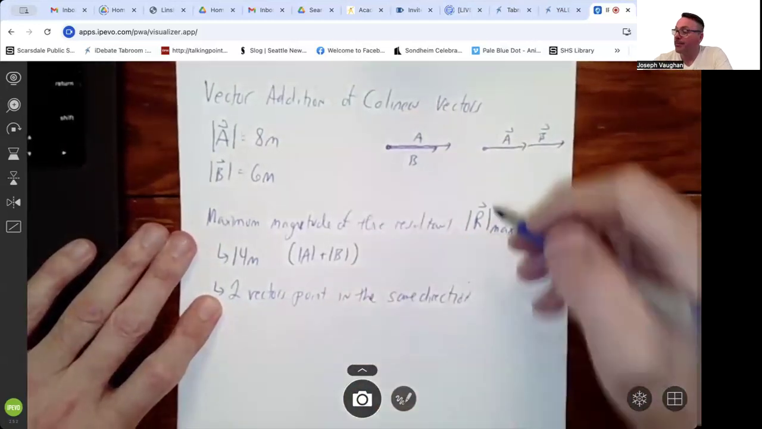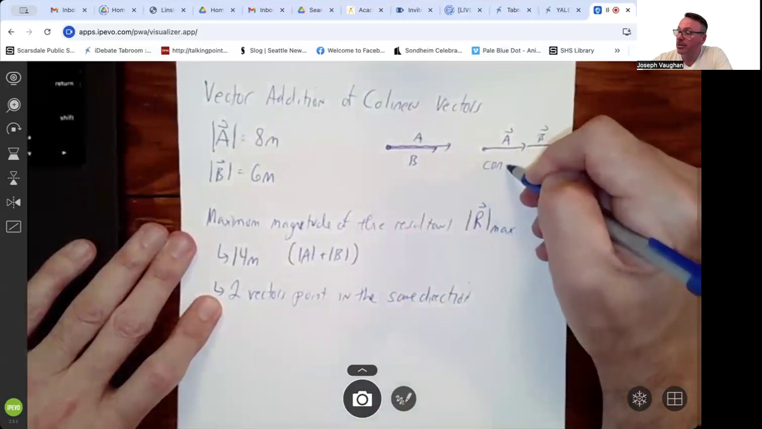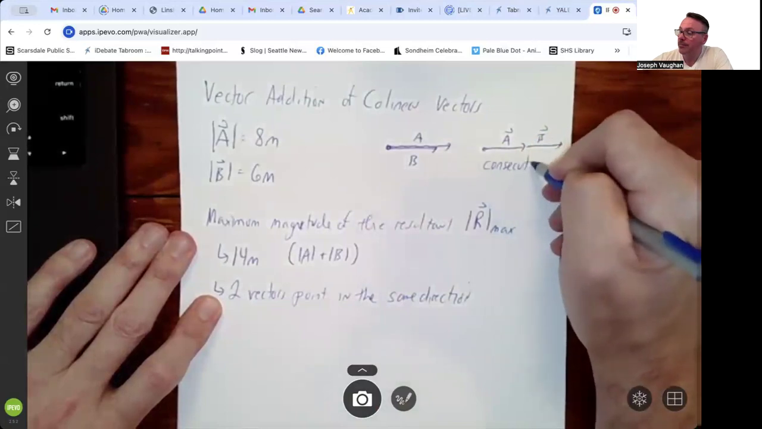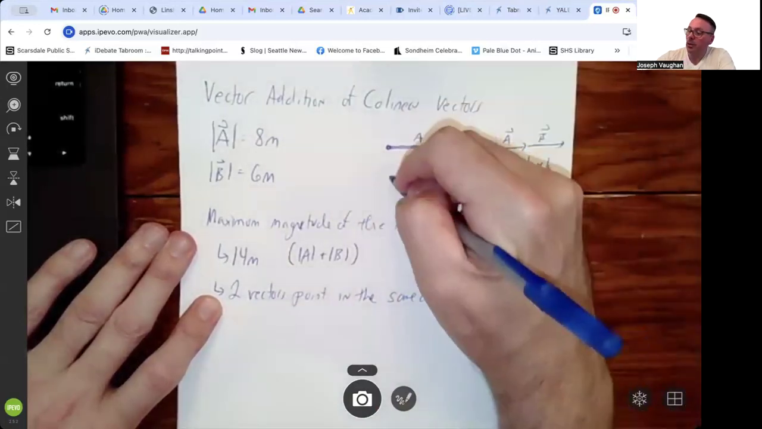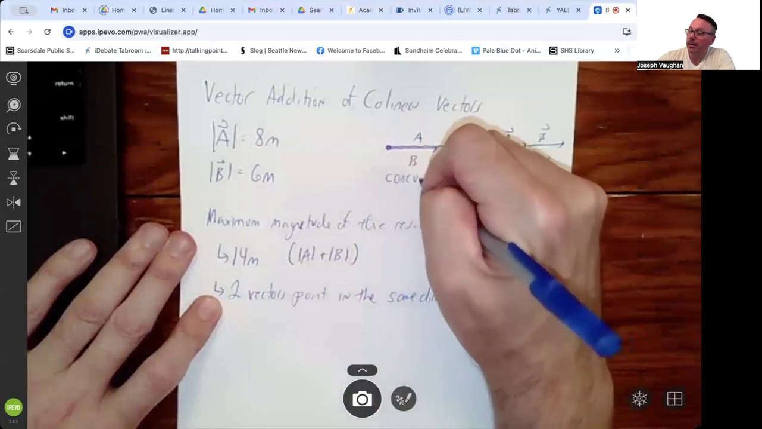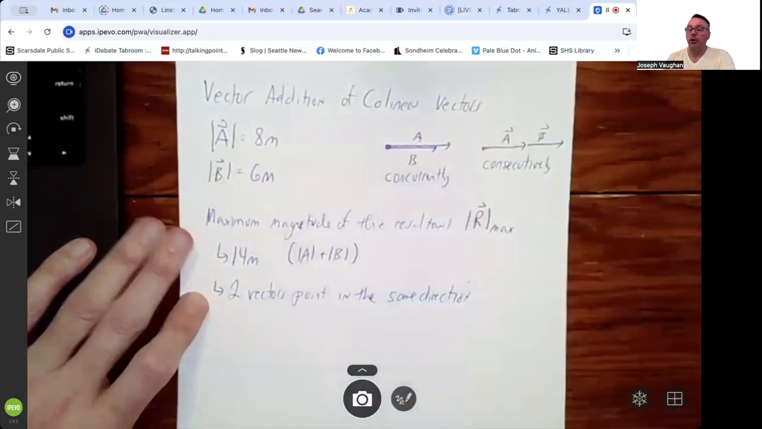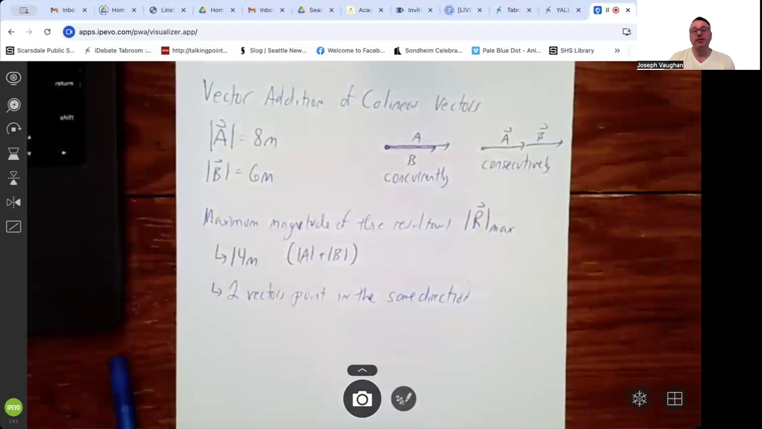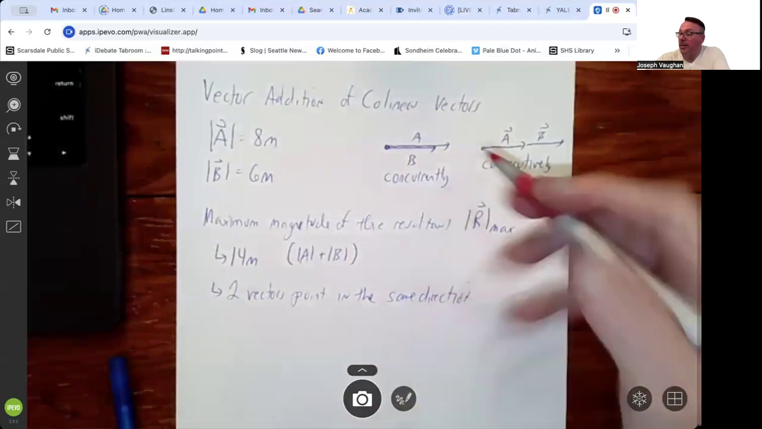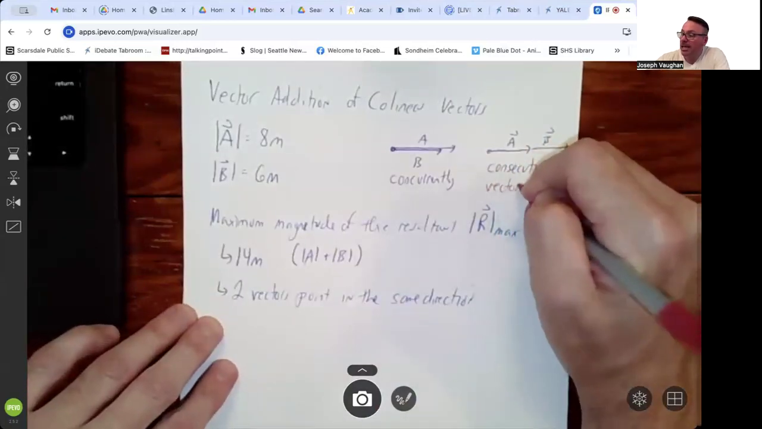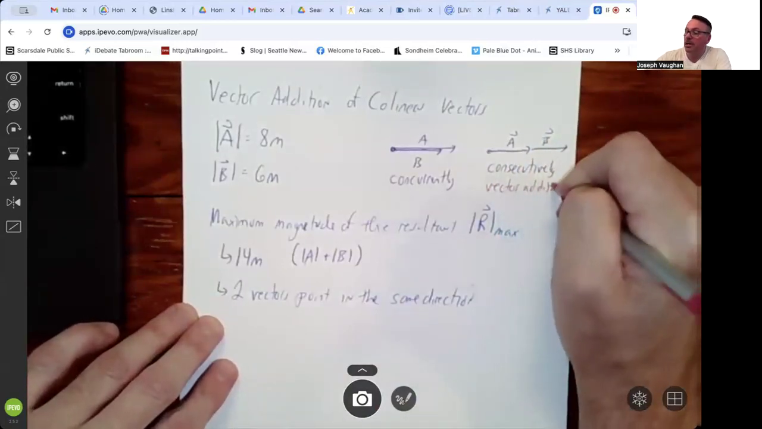We have words for that. This is drawing the vectors consecutively. And this is drawing the vectors concurrently. So concurrently, or concurrent, means the two vectors are drawn from the same start point. Consecutively, you draw the first vector and the next vector starts at the tip of the first vector. So we saw that this, for vector addition, is how we're going to draw our vectors.